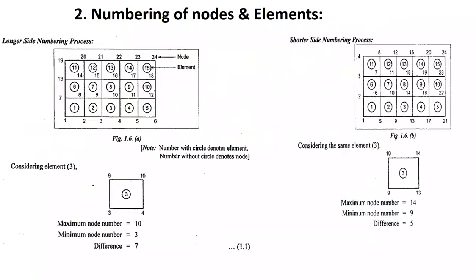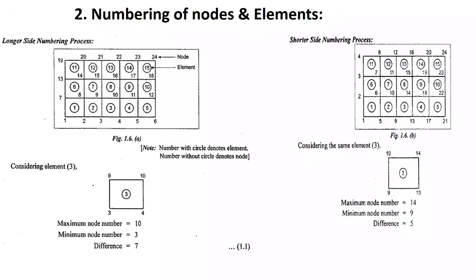Another example is the rectangle elements. Here there are totally 15 elements. In this, each element has 4 nodes. The node number is placed directly, and the element number is placed inside a circle. If we place a node number, we place it directly as 1, 2, 3, 4 like that. Here, for example, we take element 3.